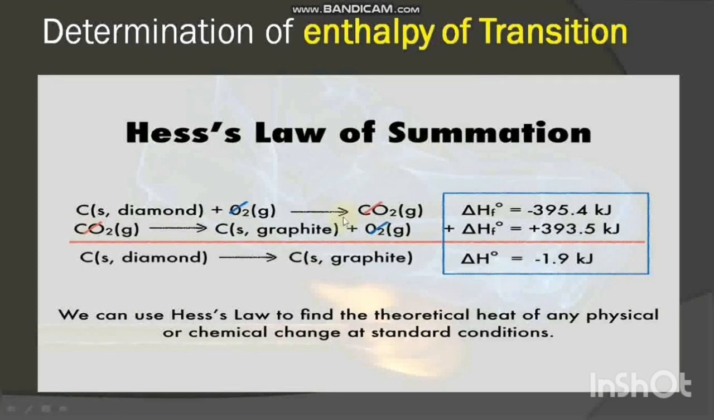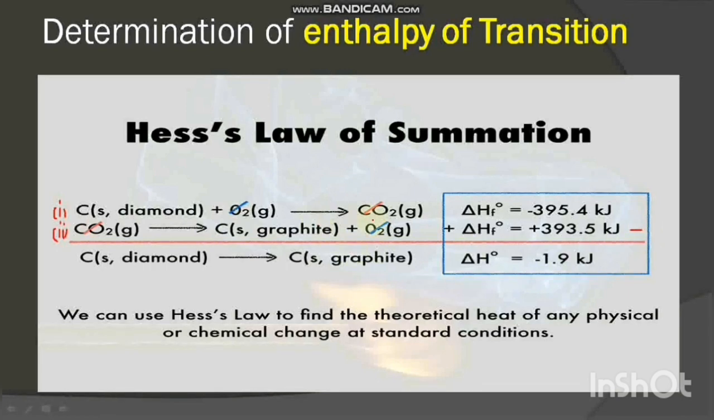For example, calculate enthalpy of transition of carbon diamond to carbon graphite. We are given two equations. First equation, carbon diamond combining with oxygen forming carbon dioxide, enthalpy of formation is equal to minus 395.4 kilojoule per mole. Second reaction, carbon dioxide decomposing into carbon graphite plus oxygen, enthalpy of this reaction plus 393.5 kilojoule per mole.